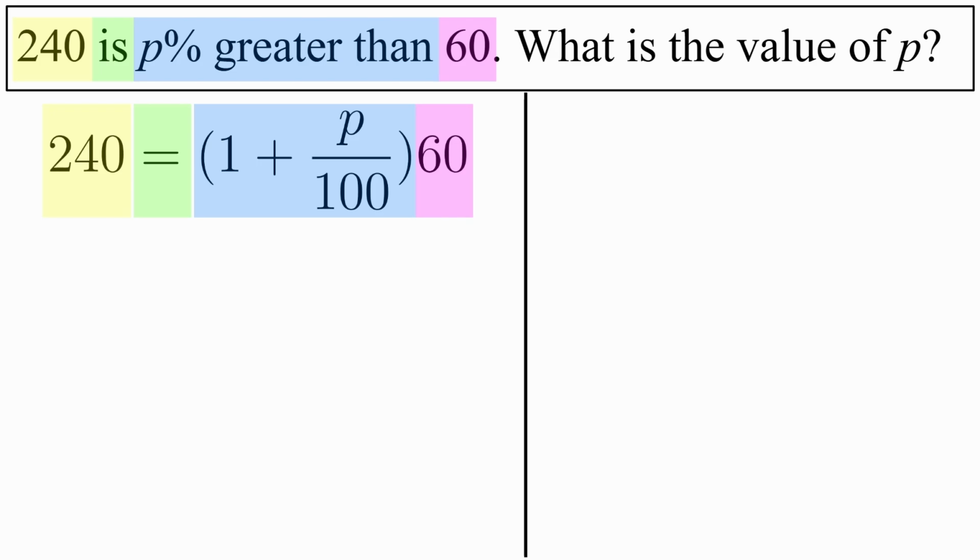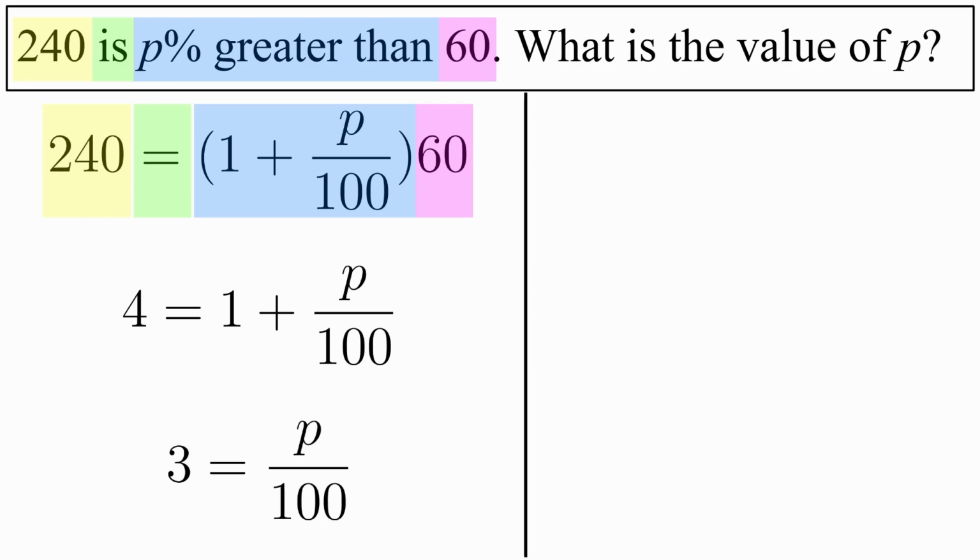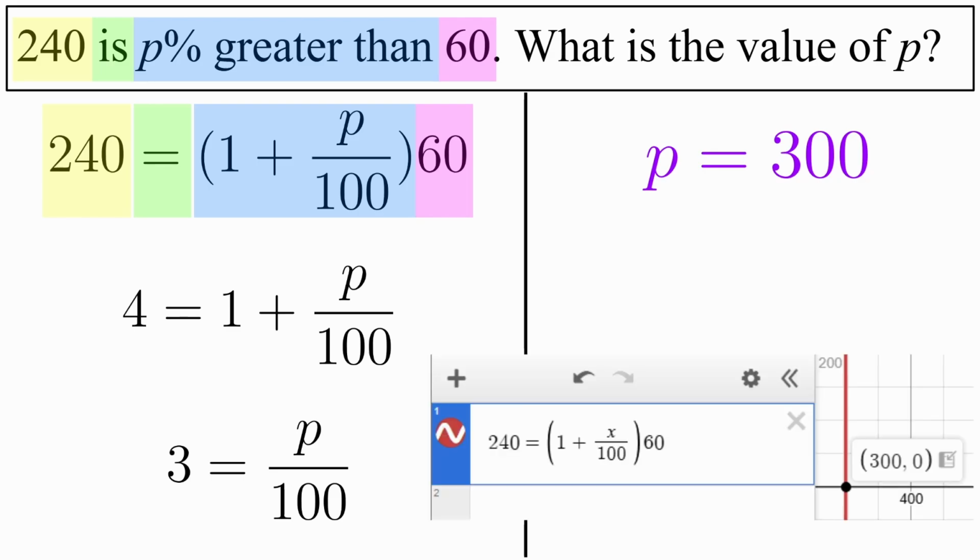So I'm going to divide both sides by 60. I'm going to take away 1 from both sides. And then I'm going to multiply both sides by 100. And we get P equals 300 as the answer. Again, you could also just graph this one, get the answer in 2 seconds. But the point is, you're not going to know what to graph if you don't know how to do the words to math. And this words to math that I just did at the board with the colors is crucial to these harder problems we're about to do. So make sure you understand this one.